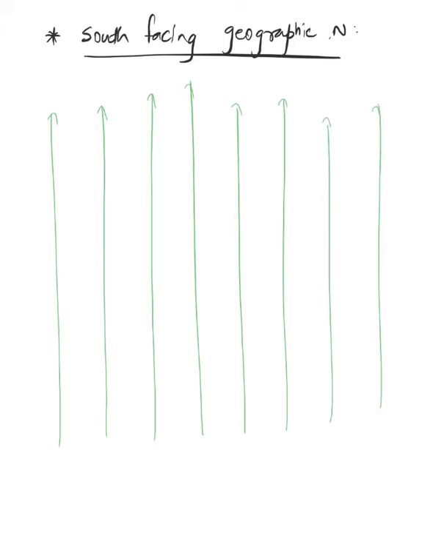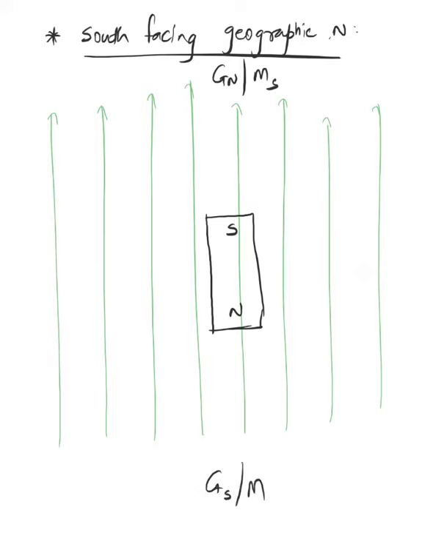So guys, as I said, we are doing south facing geographic north. So let's place a magnet in such a way that the south is up. So that's your south and north. This is your geographic north, magnetic south. This is your geographic south and magnetic north.